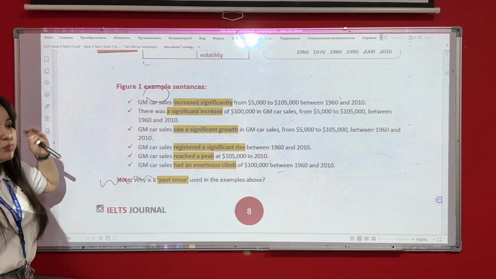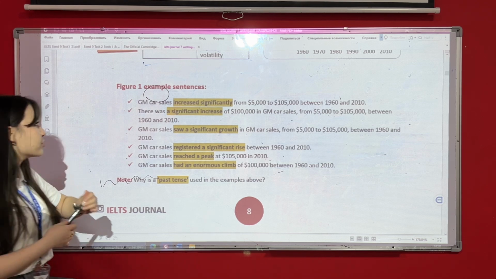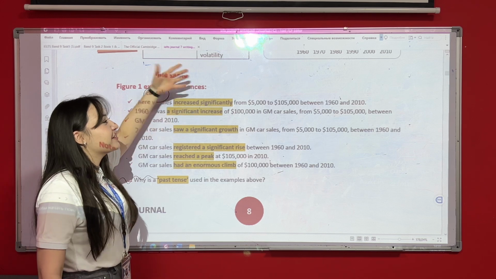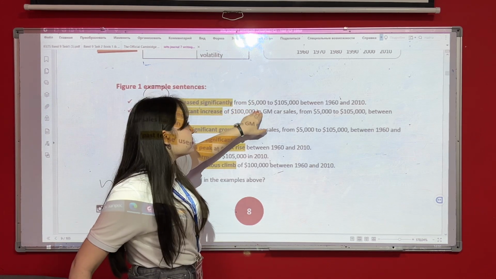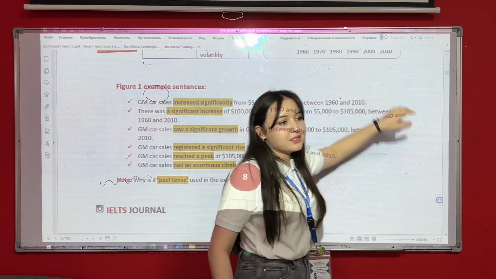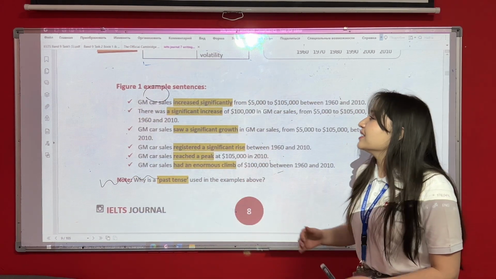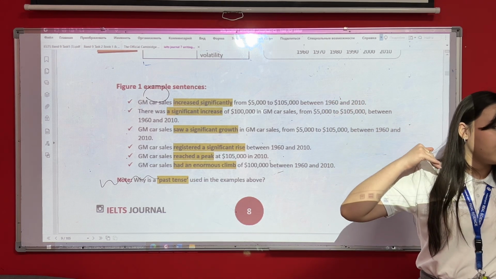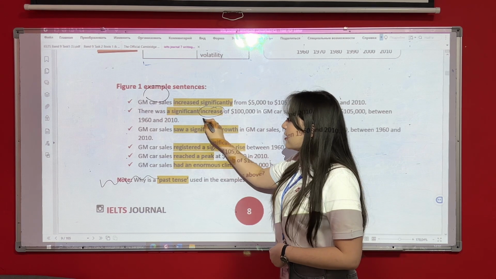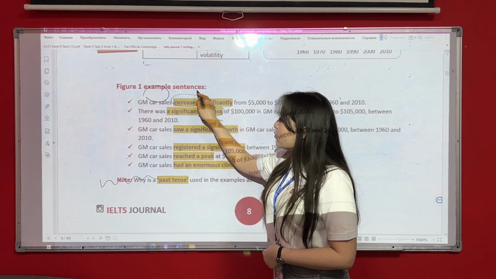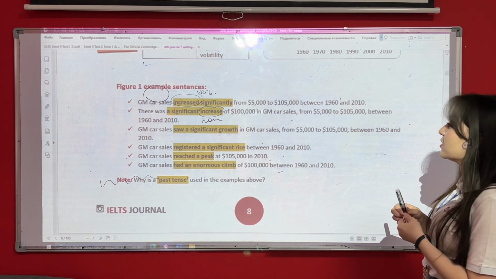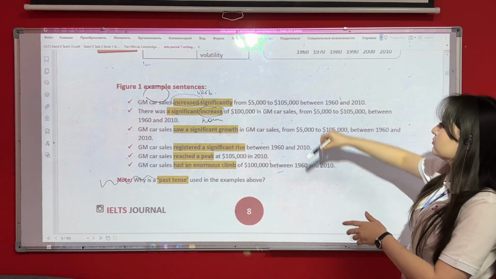And here we have examples of how to use this. For example, GM car sales increased significantly from $5,000 to $105,000 between these years, okay? Or there was a significant increase, то есть наблюдалось значительное повышение, правильно? So it acts like a noun here, right? But this is what? Verb. Very good. Of $100,000 in GM car sales from blah blah blah to blah blah blah.